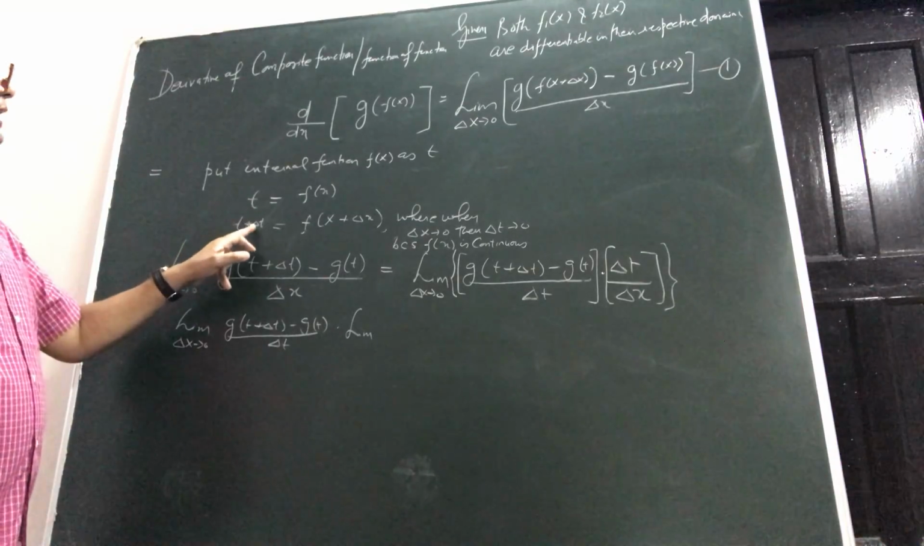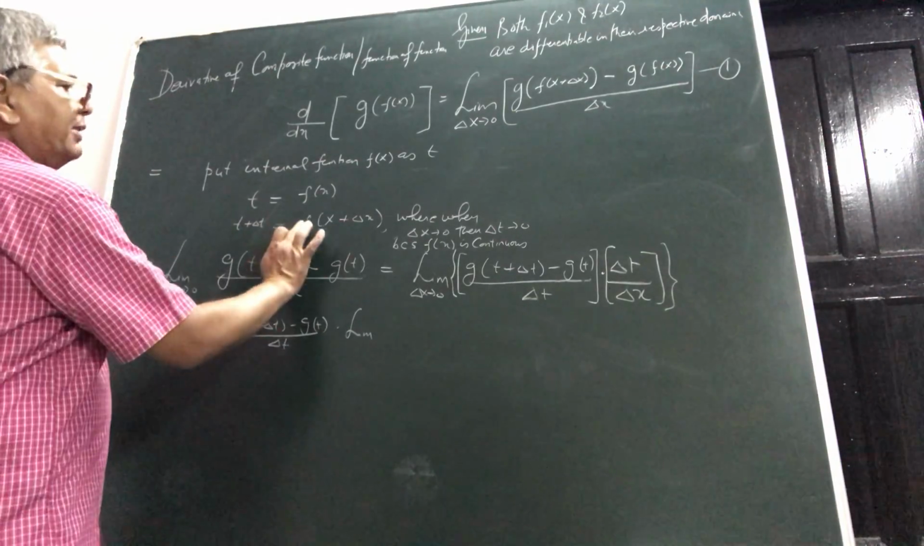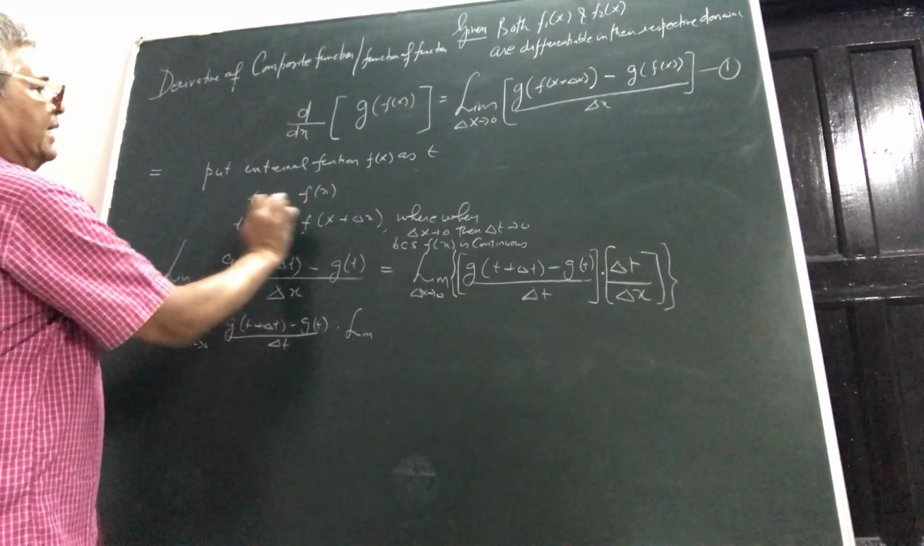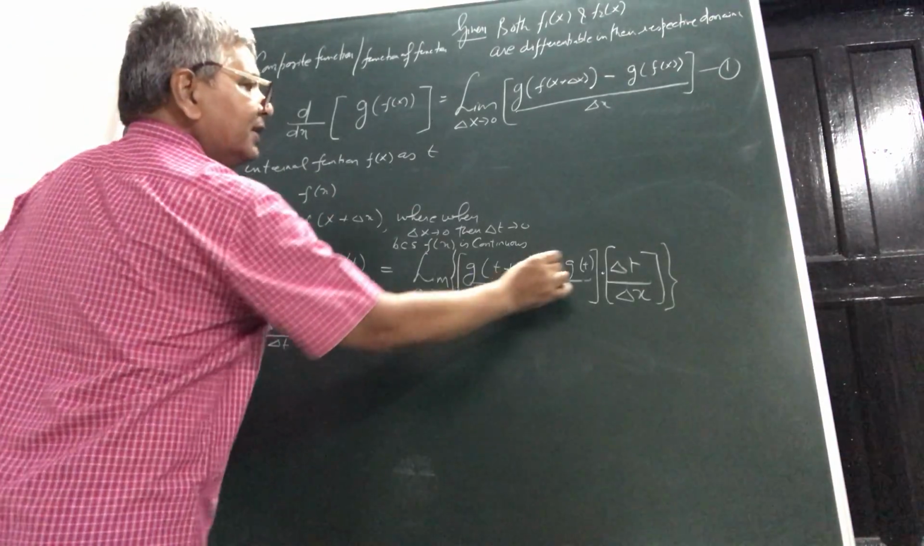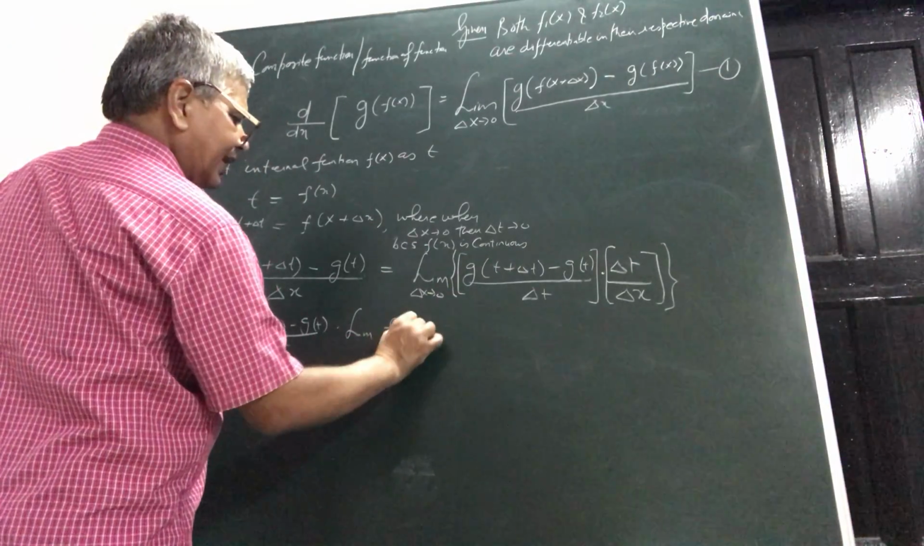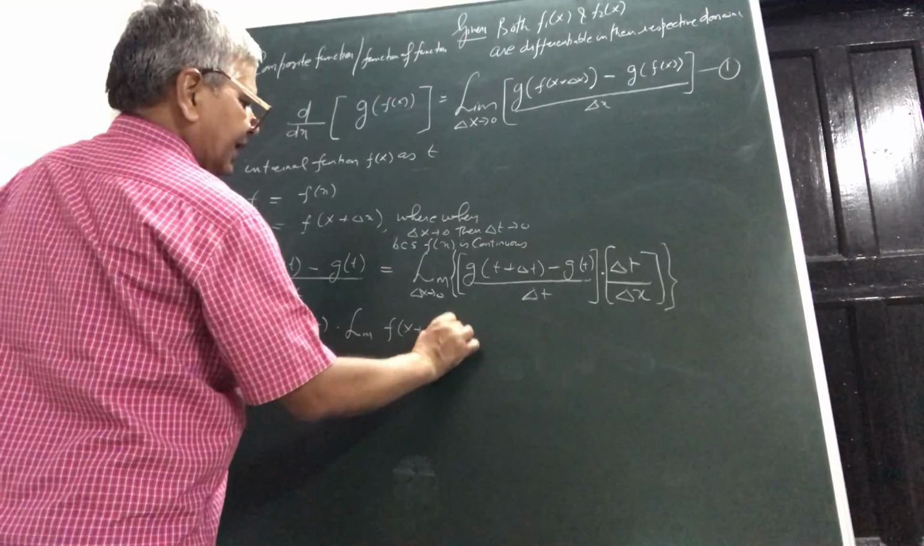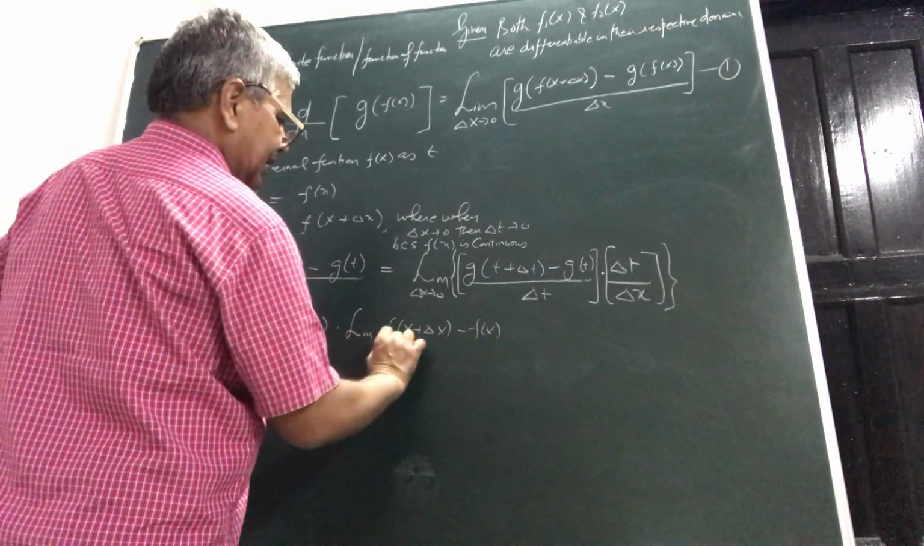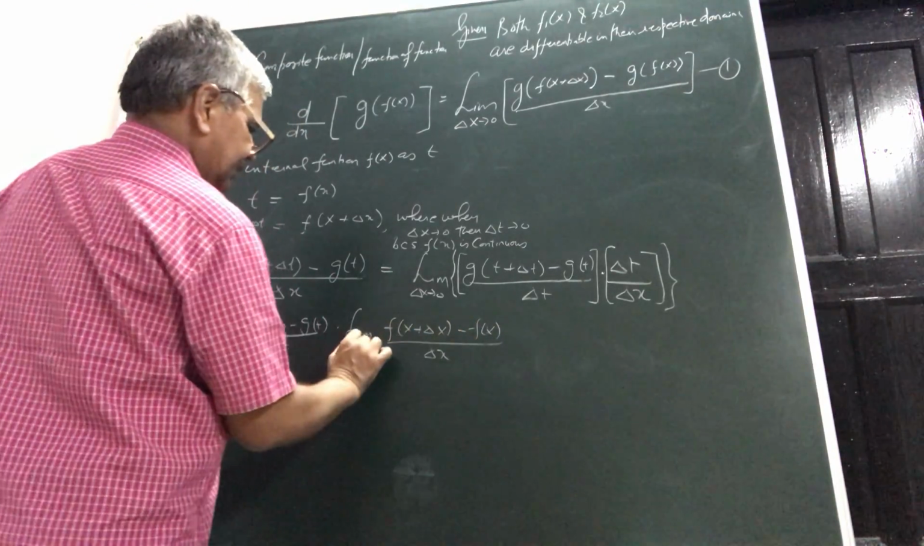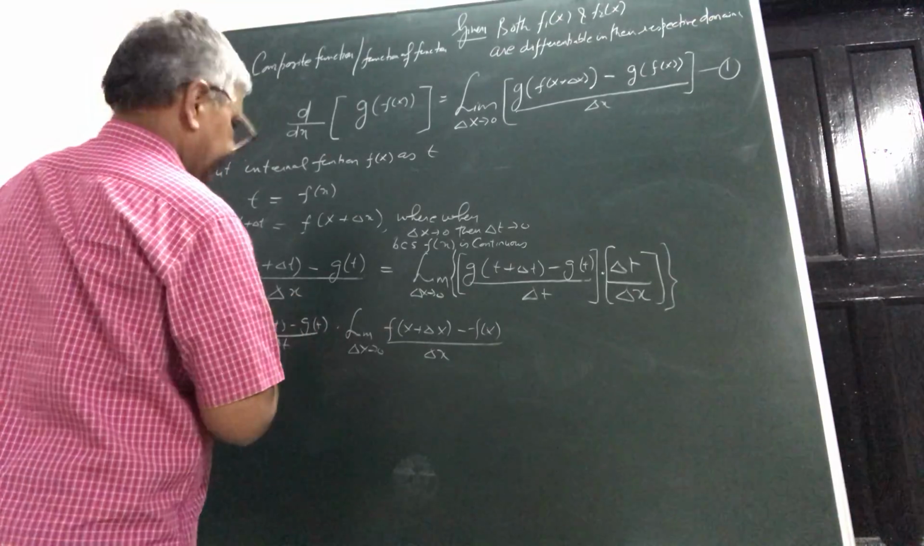So here delta t will be what? Delta t will be f(x + delta x) minus t, and t is f(x). So in place of delta t, what we will write? f(x + delta x) minus f(x) upon delta x. Okay, and then the delta x tends to 0.